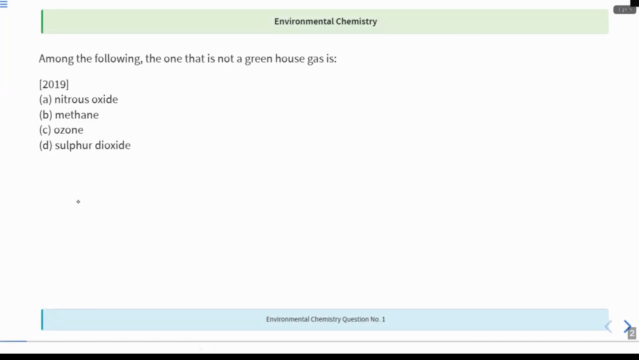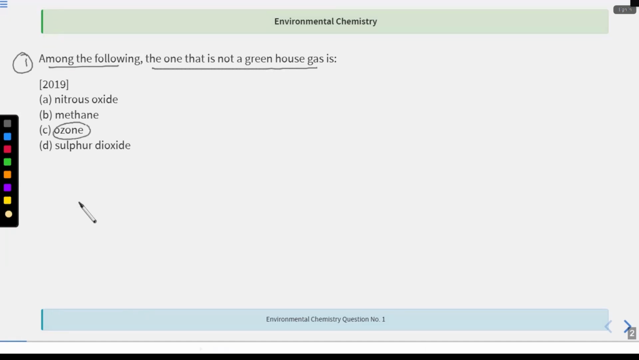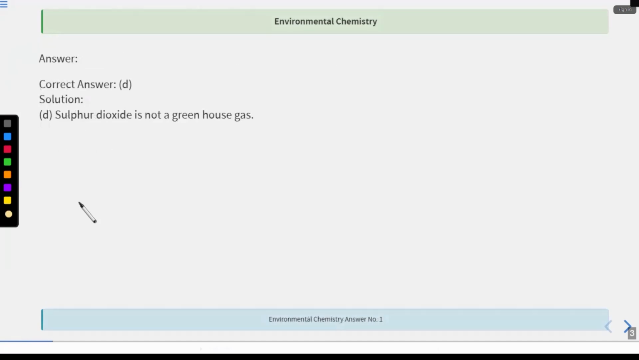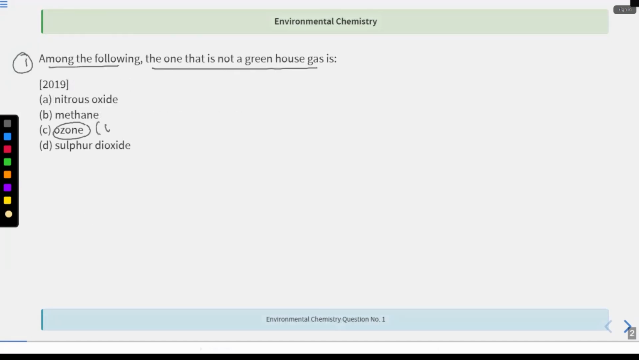Let's start with question number one. Among the following, the one that is not a greenhouse gas. Basically, in this type of chapter, you will get only theoretical questions. So they are asking which is not a greenhouse gas. We know that the ozone layer protects us from ultraviolet radiation.